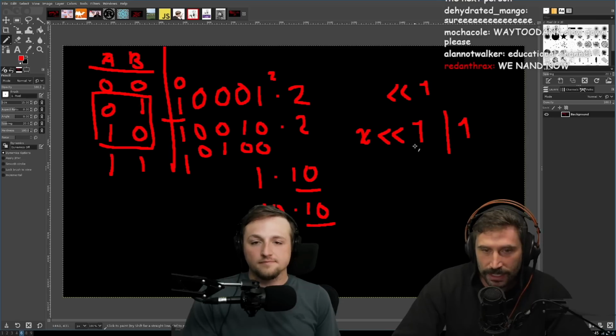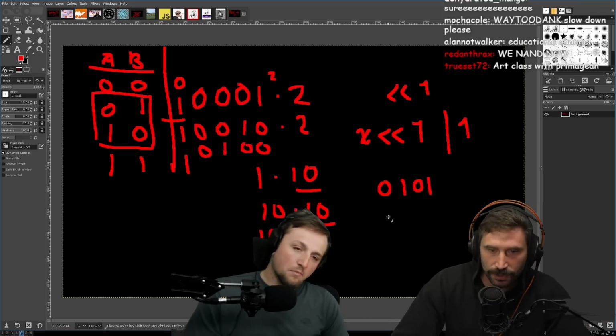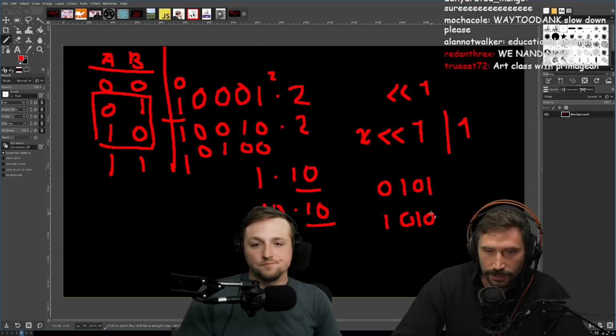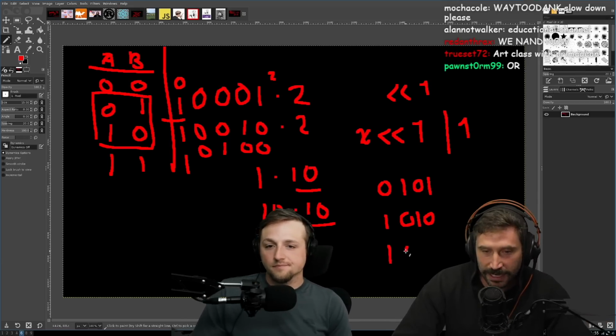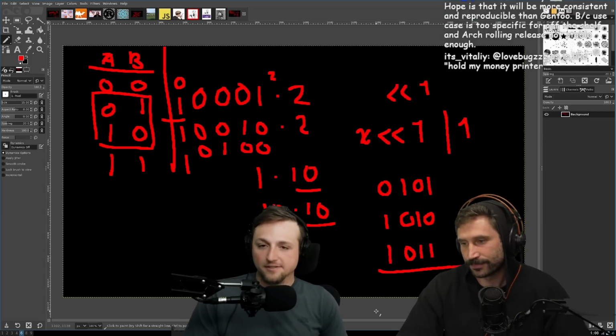So by ORing a 1 into this, if x was 0101, we left shifted it over to make it 1010, and then we ORed 1, which makes the final value 1011. Boom. Correct. Simple as that.